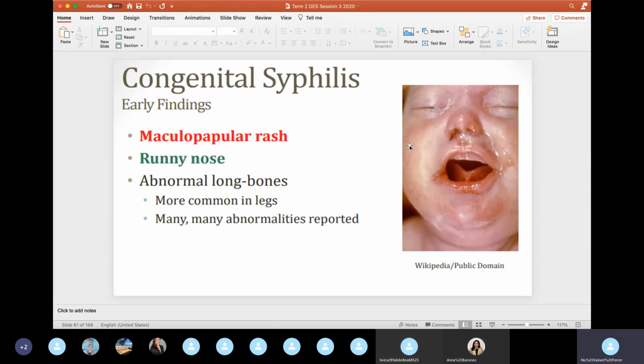Congenital syphilis, right? The mother has a syphilis infection. So signs and symptoms in the fetus, maculopapular rash, and something with the nose, runny nose. So the two high yield points. When I say congenital syphilis, say maculopapular rash and runny nose.